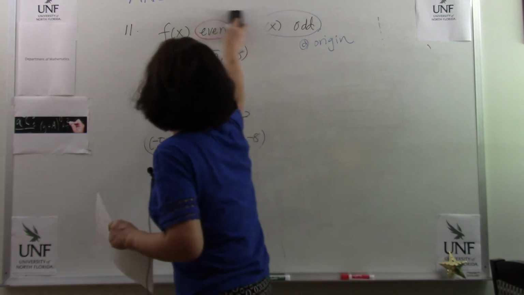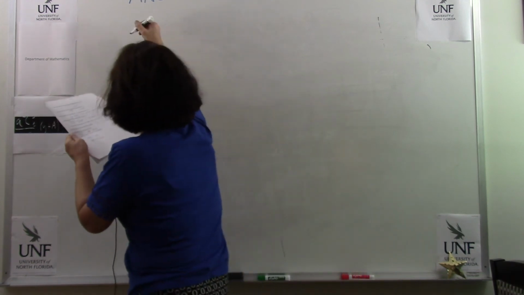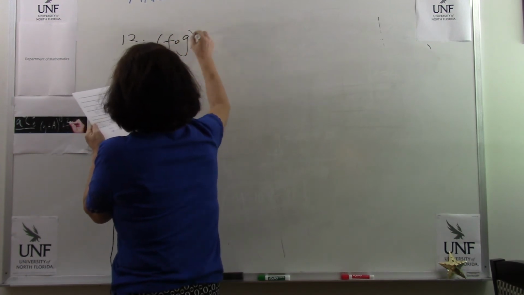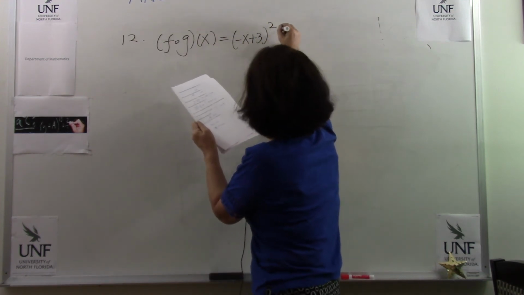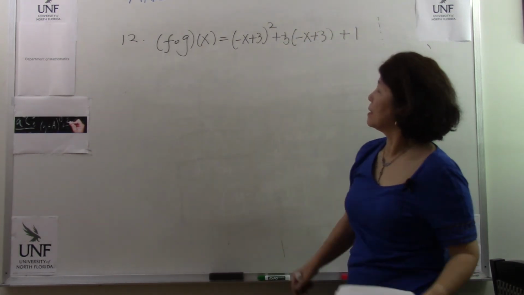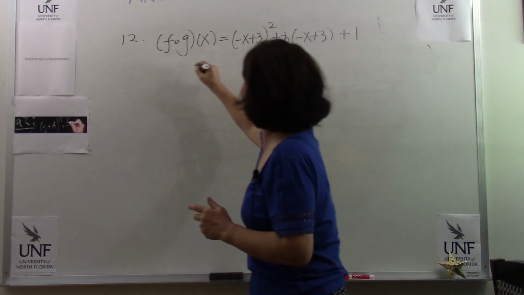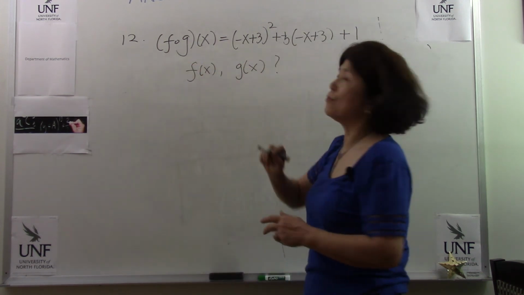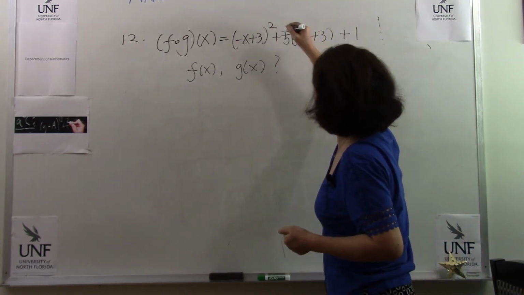Well, the very last one. Number 12. This time, f circle g of x is given. That is negative x plus 3 squared plus 5 times negative x plus 3 plus 1. So, unlike before, we have a composition and we are going to sort out what is f of x and then what is g of x. So we have to think backwards, because this is a composition. So how are we going to do this?